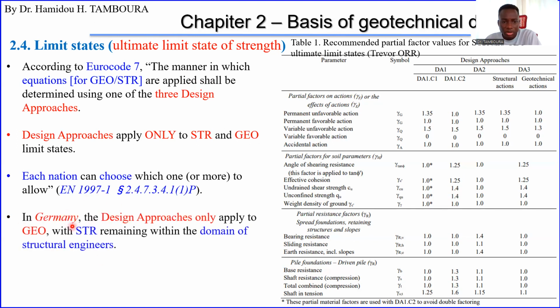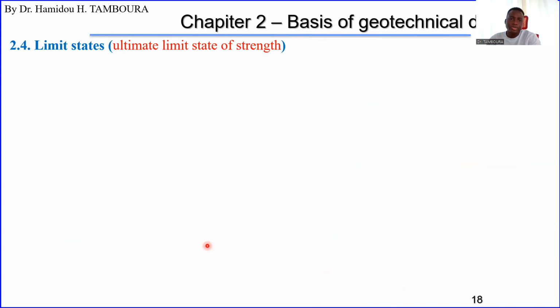So in Germany, for example, Germany decided that design approaches only apply to the geotechnical one, geotechnical ultimate limit state. For the structural one, that one is given to the structural engineers. It doesn't belong to geotechnical engineering. This is in Germany, for example.